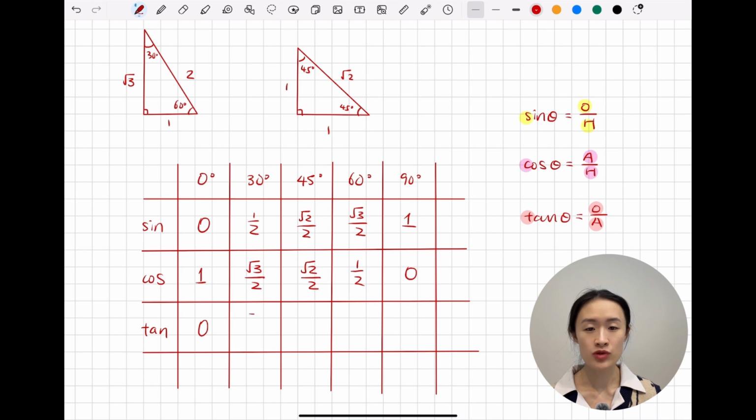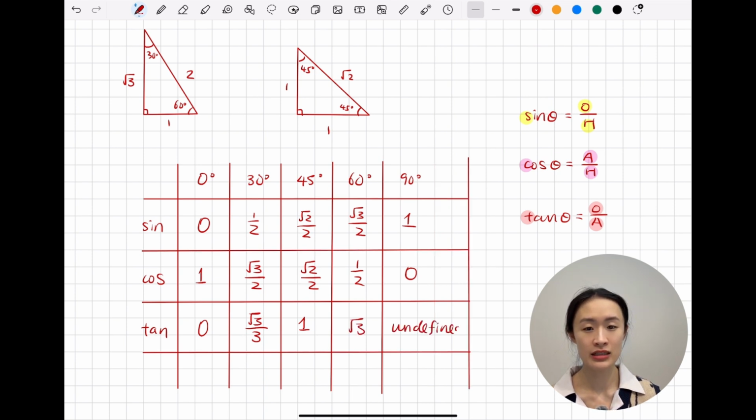And finally, if we look at the tan, 0 starts from 0. Tan 30 is root 3 over 3. Tan 45 is 1, tan 60 is root 3, and then tan 90, as we mentioned earlier, is undefined. Okay, so we have talked about the right angle triangle, and that's all we needed to know.